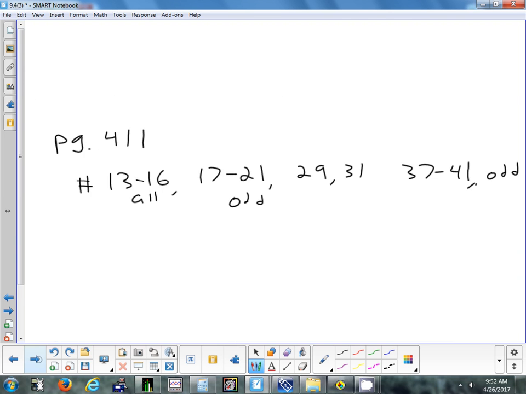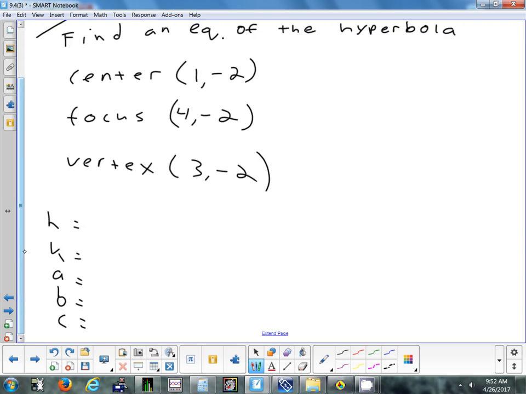All right, so let's finish up with this one and see if we can find at least h, k, a, b, c. What's h? 1. Yeah, it's the 1. What's k? -2. a is the distance from the center to the vertex. 3. They both have -2, so you can ignore that. Those are the same. What's the difference between 1 and 3? 2. What other letter can I find directly here? c, center to focus. Center to focus, 3.